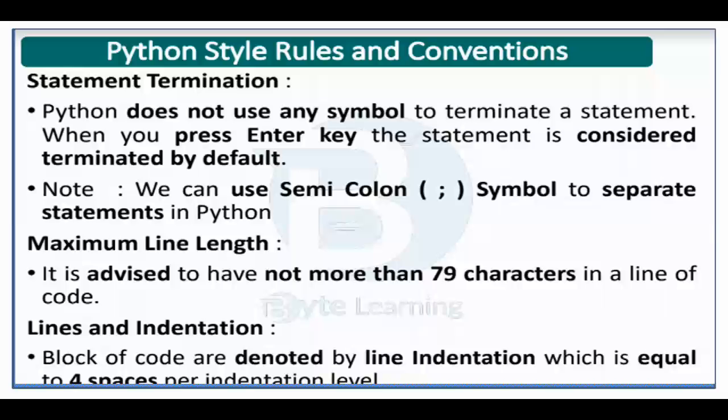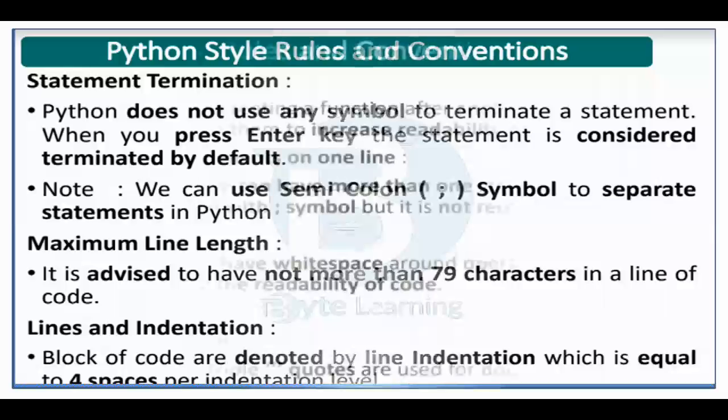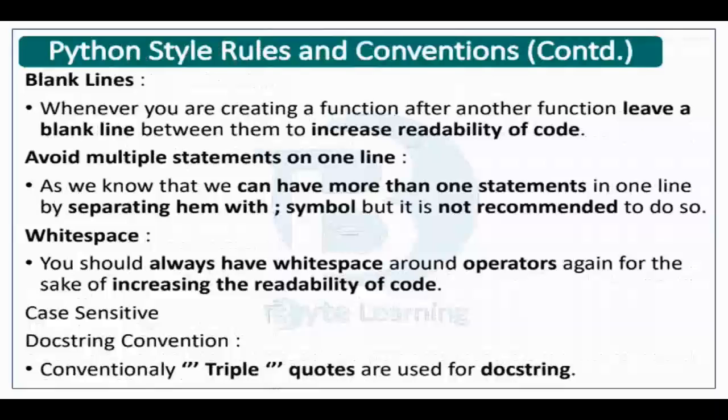It is advised to have not more than 79 characters in a line of code. A block of code is denoted by line indentation, which is equal to 4 spaces per indentation level. Second thing is blank lines. Whenever you are creating a function after another function, leave a blank line between the two, to improve the readability of the code. This will be used when we make functions and much more.